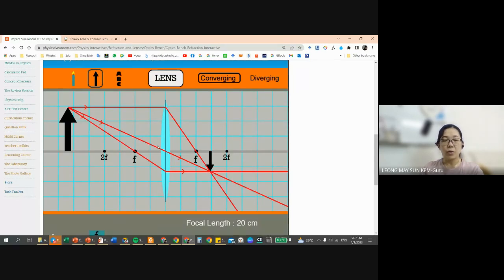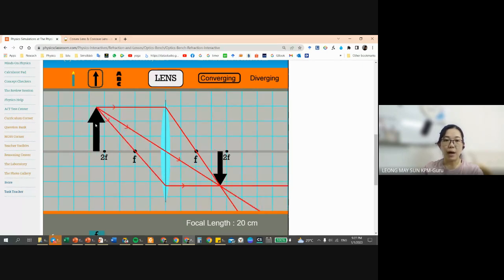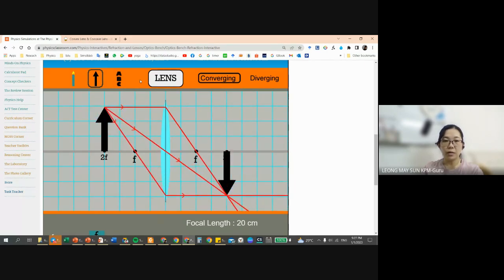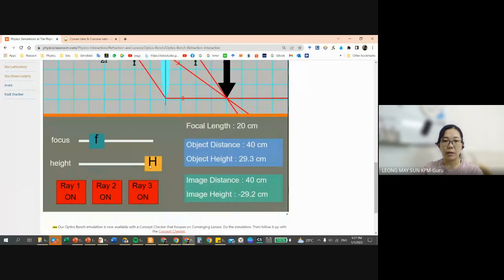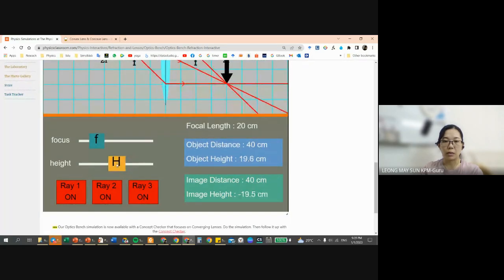All right, so here the characteristic is that the object is far away from 2F. The image formed is going to be inverted, real, and diminished, smaller in size. Okay, so if I move this to 2F, let me put it slightly smaller. Later on, it's going to get too big already.